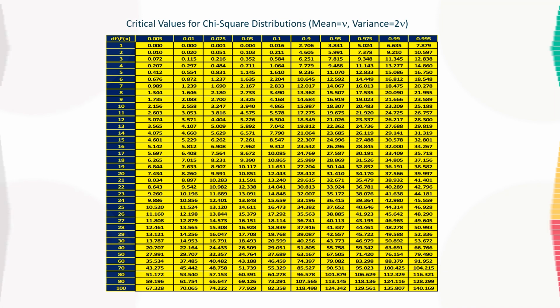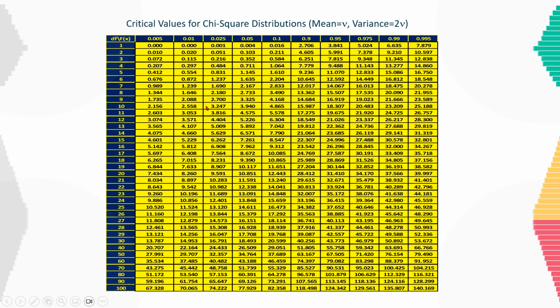But for that you need to have two values: the degrees of freedom and the significance level. The mean is equal to the degrees of freedom, and the variance is equal to 2 times the degrees of freedom. If you have degrees of freedom 10 and 0.05, then your critical value is 3.94. And if your degrees of freedom is 50 and 0.05, it will become 34.764. That's how we calculate the critical value.